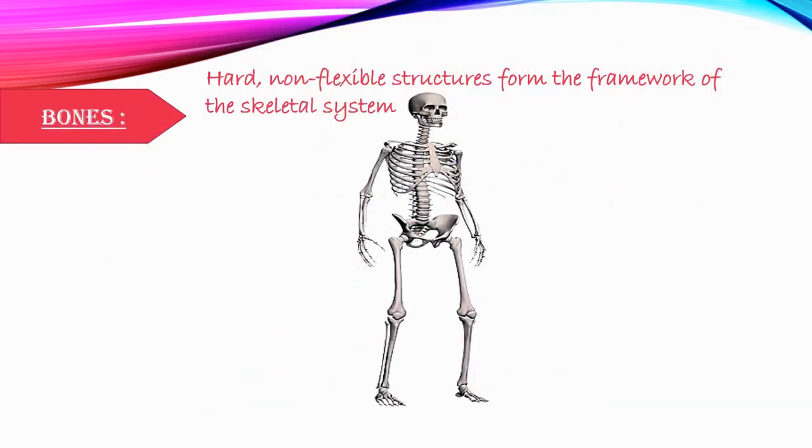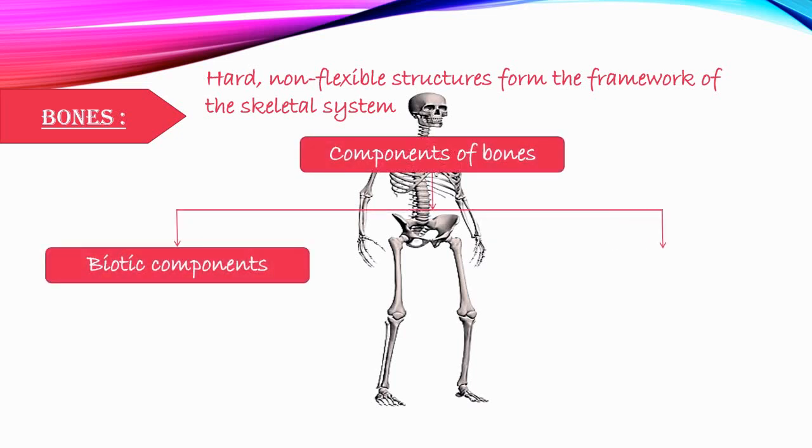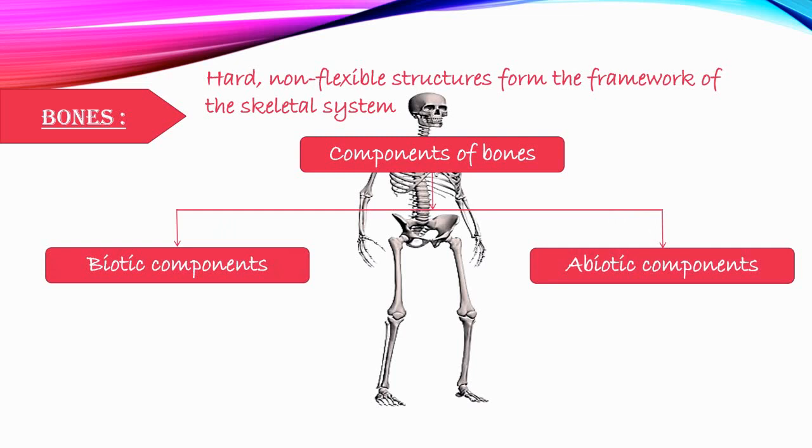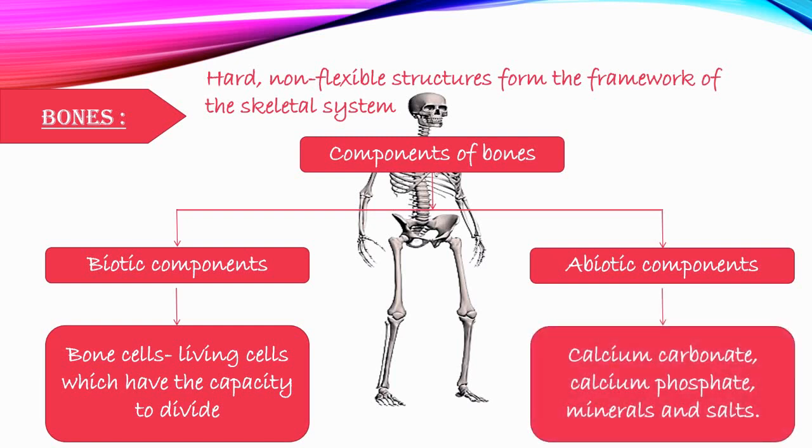Students, bones are hard, non-flexible structures forming the framework of the skeletal system. And there are two main components of bones, that is biotic components and abiotic components. The biotic components are the bone cells. These are living cells which have the capacity to divide. And the abiotic components include calcium carbonate, calcium phosphate, minerals, and salts. Calcium imparts strength to the bones.